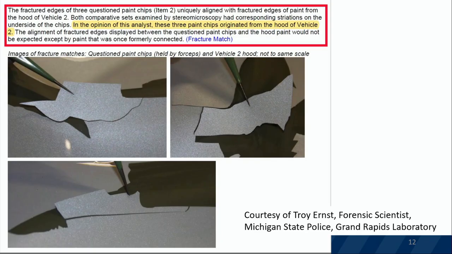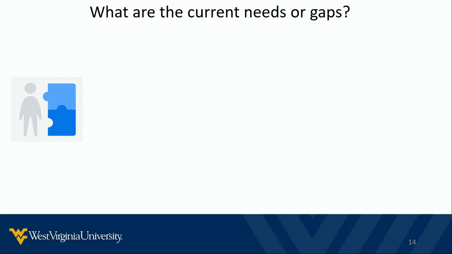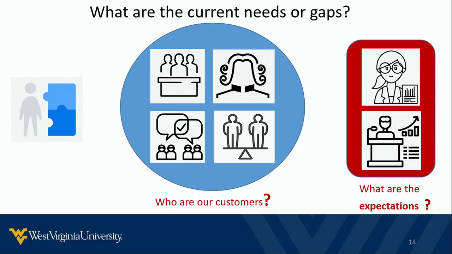So you may be wondering then, with such convincing evidence, why we would be spending so much time doing additional research. The reason is that arriving at a physical fit conclusion is not always that straightforward. Even in this type of case, the scientists need to have a substantial scientific basis for forming their opinions. So the steps that we followed to determine what were the gaps for the research in physical fit examinations: first of all, we have to understand who our customers are. Judges, the jury, lawyers, and the criminal justice system in general. But most importantly, what are the expectations?